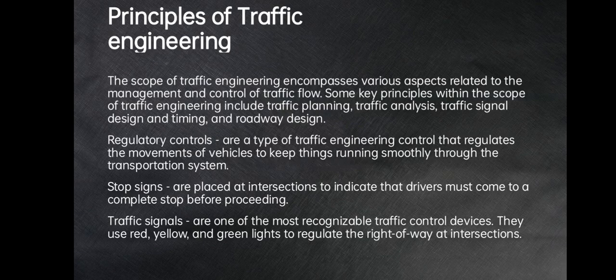Regulatory controls are the type of traffic engineering control that regulates the movements of vehicles to keep things running smoothly through the transportation system. Stop signs are placed at intersections to indicate that drivers must come to a complete stop before proceeding. Traffic signals are one of the most recognizable traffic control devices. They use red, yellow, and green lights to regulate the right of way at intersections.